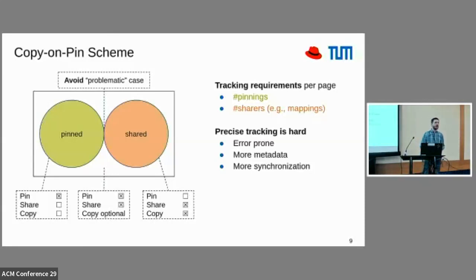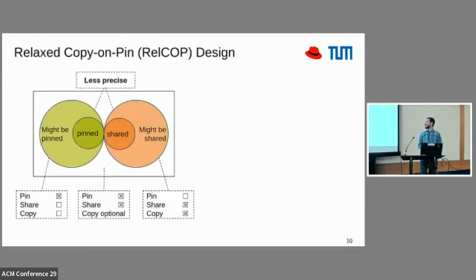However, as history has shown, this precise tracking that is required is rather hard. On one hand, it's error-prone, and that's also been shown in history. We might require more metadata per physical page to actually perform this tracking, so to have some space to perform this tracking. And we might require expensive synchronization, which we want to avoid. So again, the question: can we further simplify and maybe optimize the whole approach? And this is then what we propose in our paper. It's called a relaxed copy and pin, which is based on the copy and pin scheme.